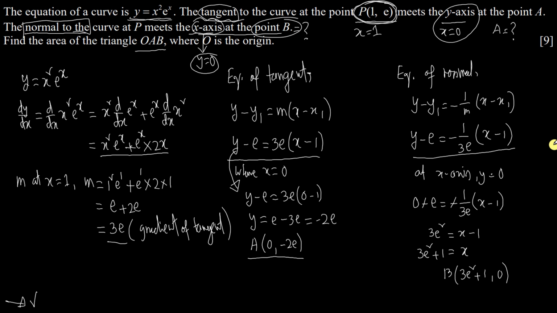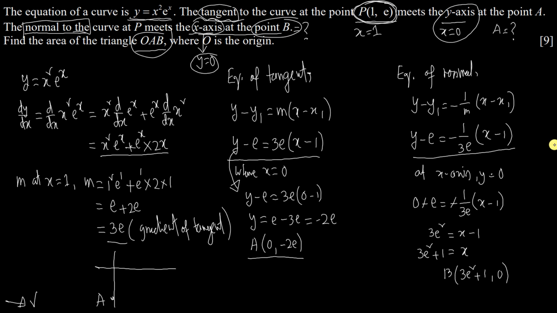Now the main question is to find the area of the triangle. Let me draw the triangle here. Where are our A point and B point? This is our A point: its x value is 0 and its y value is minus 2e, as written there.